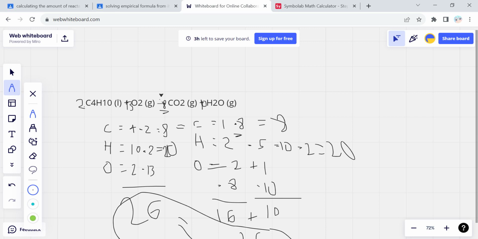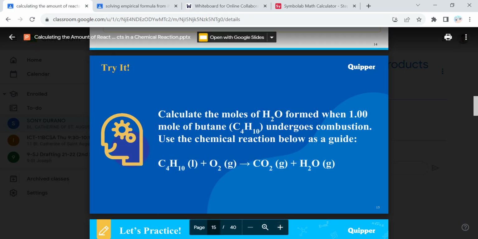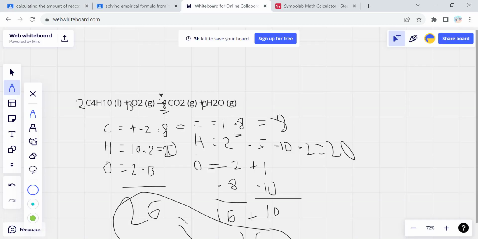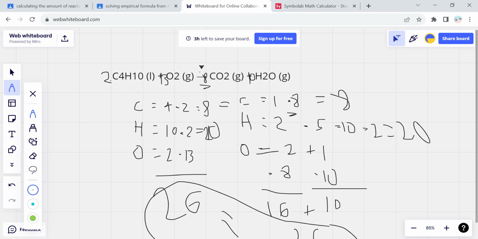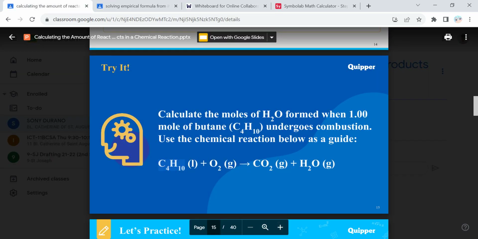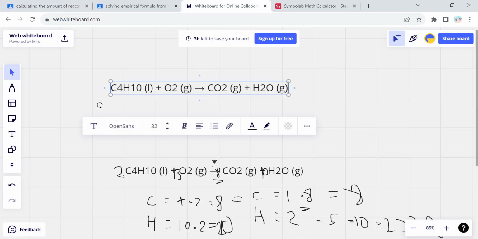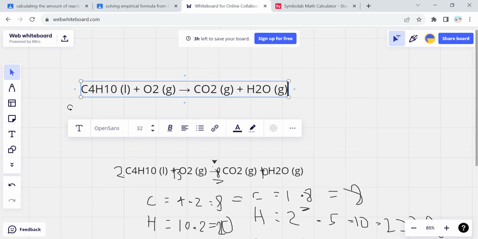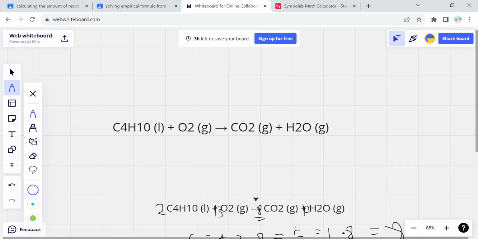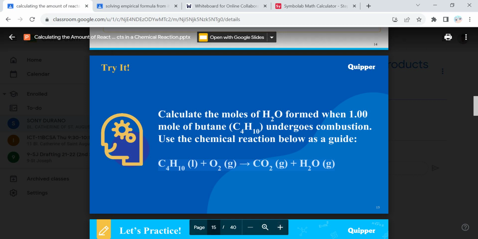And now it's time to answer this question. Calculate the moles of H2O formed when 1 mole of butane, C4H10, undergoes combustion, right? So to do that, let me make another one here. All right, so 2, 13, 8, 10. There we go. So C4H10. It's asking when 1 mole of butane undergoes combustion.